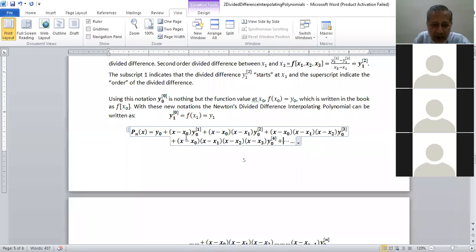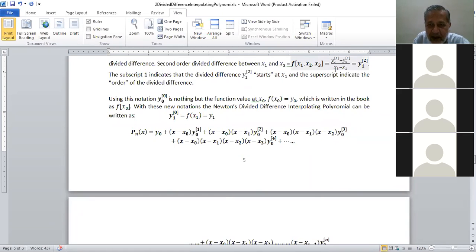Now, we have learned what is the first order divided difference. We have learned what is the second order divided difference. What should be the third order divided difference? In the third order divided difference, we will take the difference of two second order divided differences and divide by the whole range of 4 points. That is, in the second order divided difference you left out one value of x in the denominator, so in the third order we will leave out two values of x.